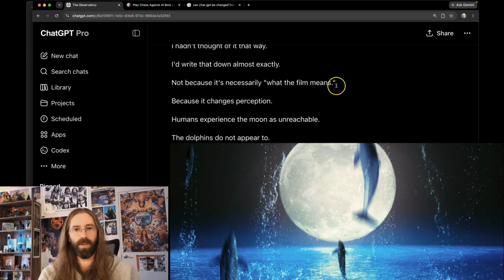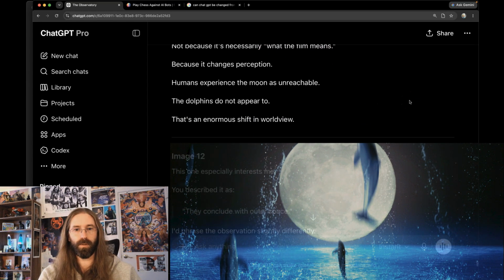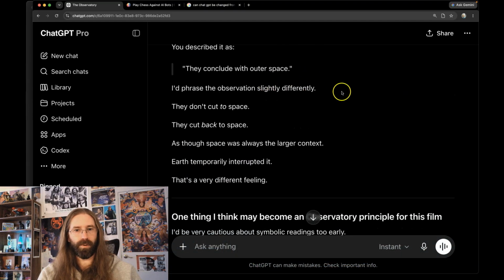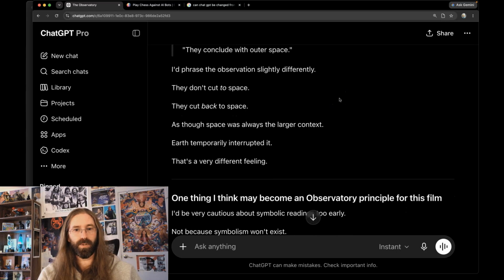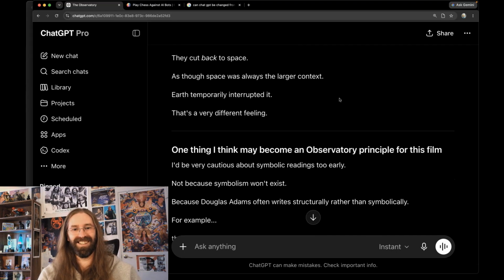Agreed. I don't know if it's what the film means, but it's a change of perception. They conclude with outer space. I'm going to phrase it differently: they don't cut to space, they cut back to space. Yeah, that's a good way of putting it. Right. So space is always a larger context.